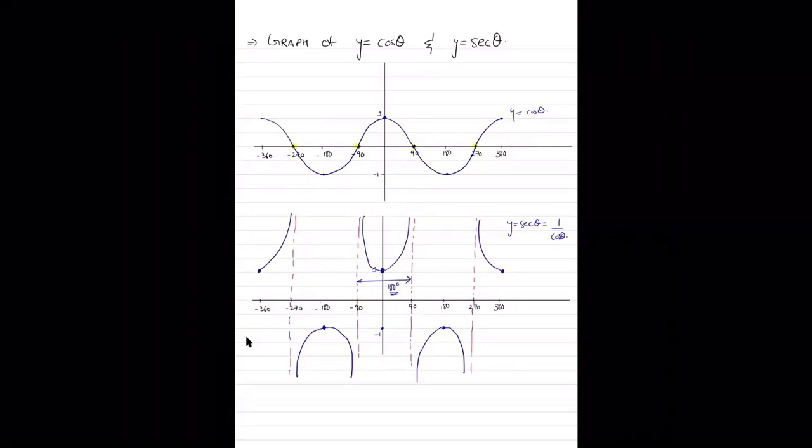If the question says that the angle is in radians, then all these values are going to be converted into radians. 90 is going to be pi upon 2, 180 is going to be pi, 270 is going to be 3 pi upon 2, 360 is going to be 2 pi.